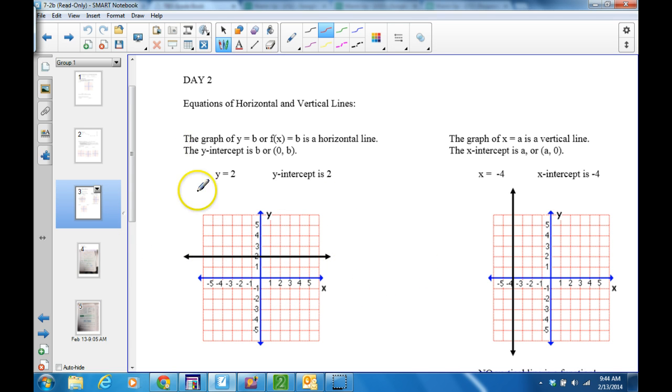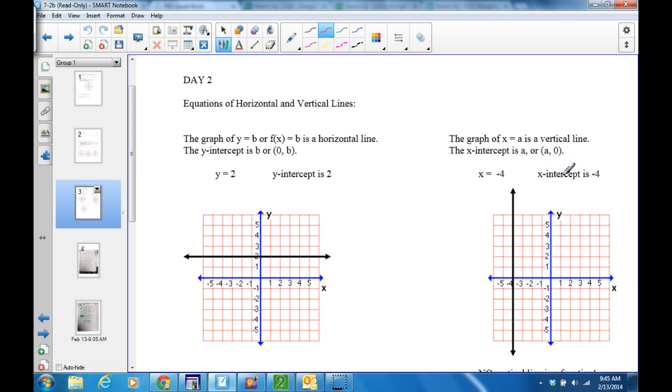Okay? So it's kind of the opposite of what you think. You always think of y as going up and down. But when it's just y equals something, your line is going to be horizontal. Okay? Same goes for x. When x equals something, that means it's that number for every value of y. So it will be a vertical line for x.